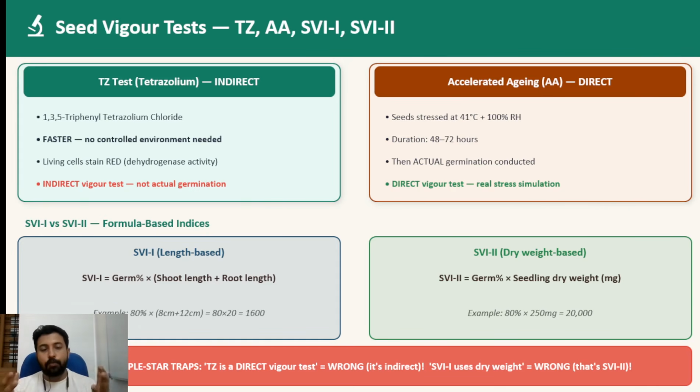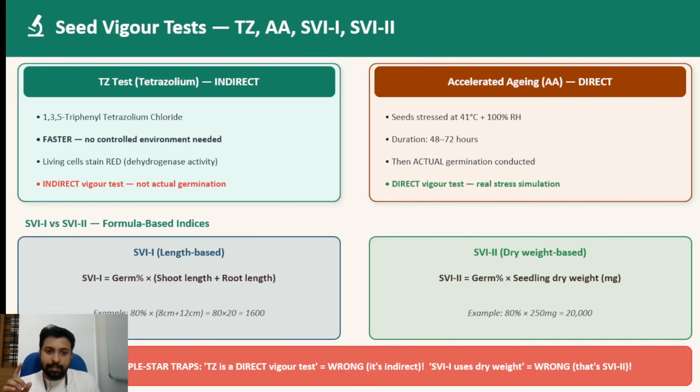Most commonly followed for seed viability testing is the use of tetrazolium chloride. This is the fastest method, and you need not have any controlled environment. All your live cells will stain red due to active dehydrogenase activity. That means whenever any cell is alive, it will respire. When it respires, dehydrogenase activity will occur, and due to that activity the color changes.